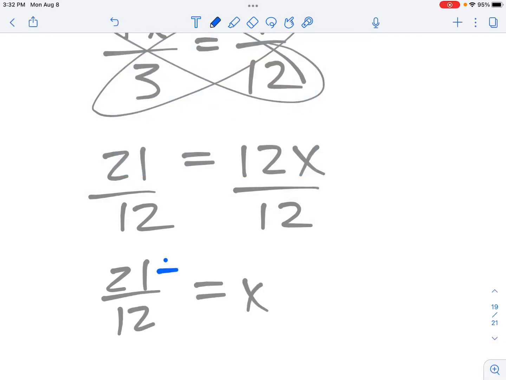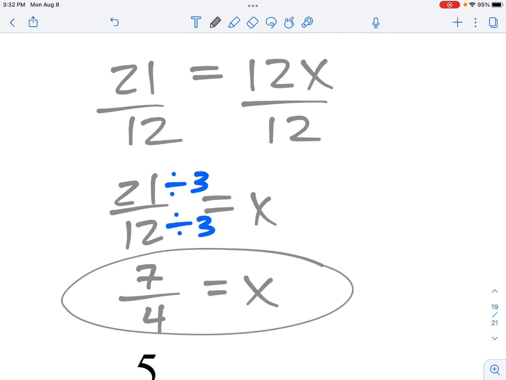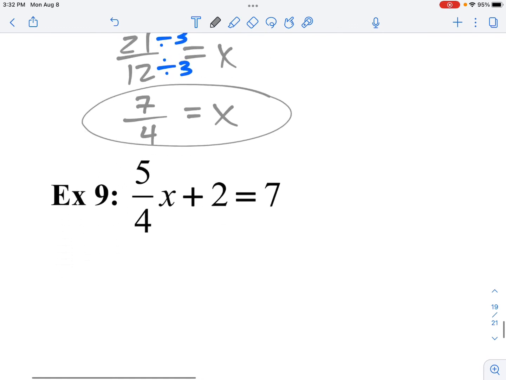I think I can divide both the top and the bottom of this fraction by 3, just to make it a simplest terms fraction. 21 divided by 3 is 7. 12 divided by 3 is 4, and that is what x is. Let's try one more. Something pretty simple I could do first. I just see a fraction, an x, and I'm going to subtract 2 from both sides in order to try and get this x by itself.